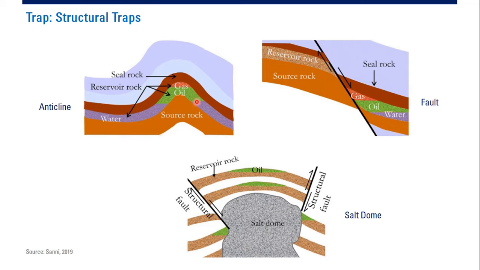Okay, structural traps. We have water, oil, gas, and then we have fault to trap the oil, to trap the gas. Here we have the gas. Okay, and then we have water there. Okay, and also we have salt dome. Somehow there is salt dome. This is salt. Okay, and then oil will be pushed and accumulated there.